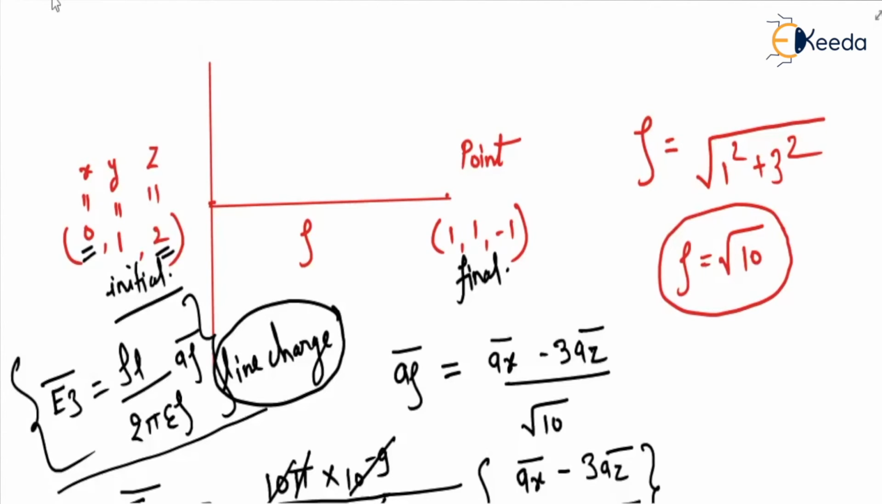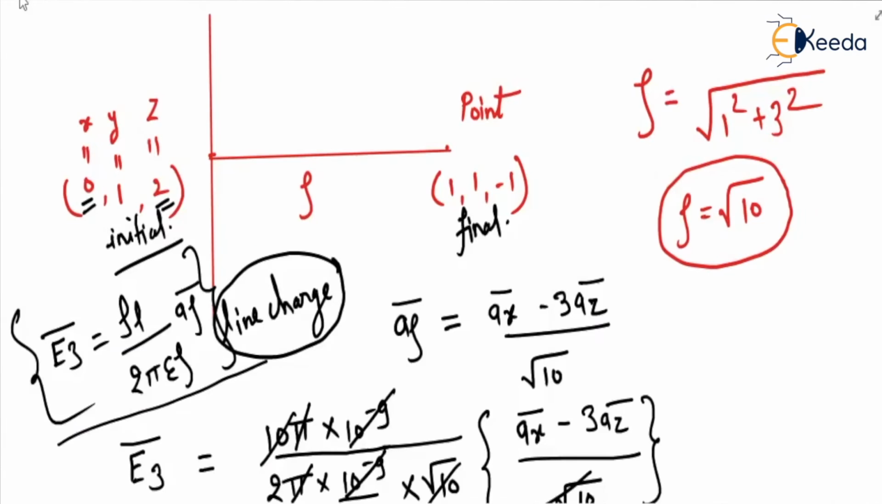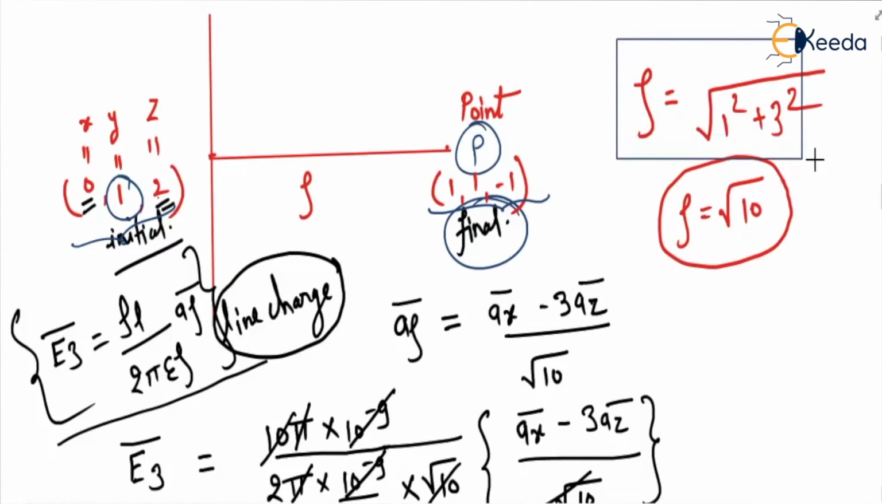Now in the third case, one line charge is also given, and the line is defined as x = 0 and z = 2. So there are two coordinates, x = 0 and z = 2, on the line, and the third coordinate is 1. We take this as the initial point, and the point where we have to calculate the electric field is (1, 1, -1), and this point is final. The distance between these two points is rho, and rho is equal to the square root of 1 squared plus 3 squared, so rho is equal to the square root of 10.